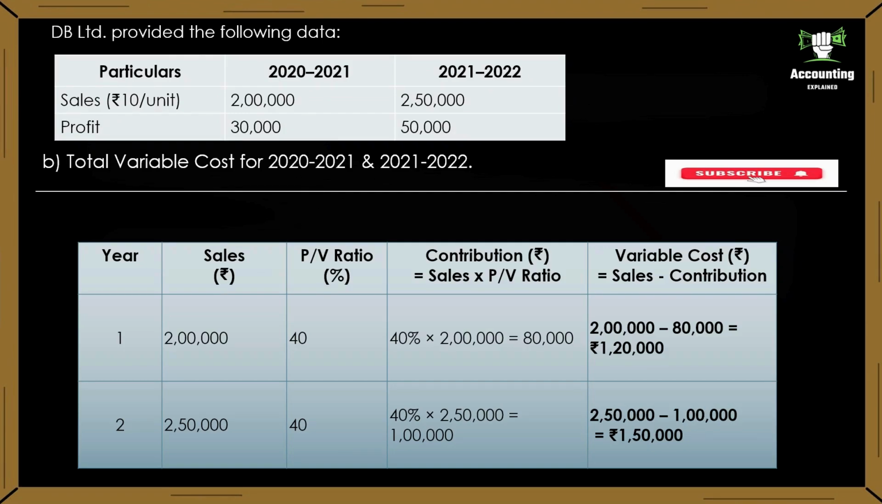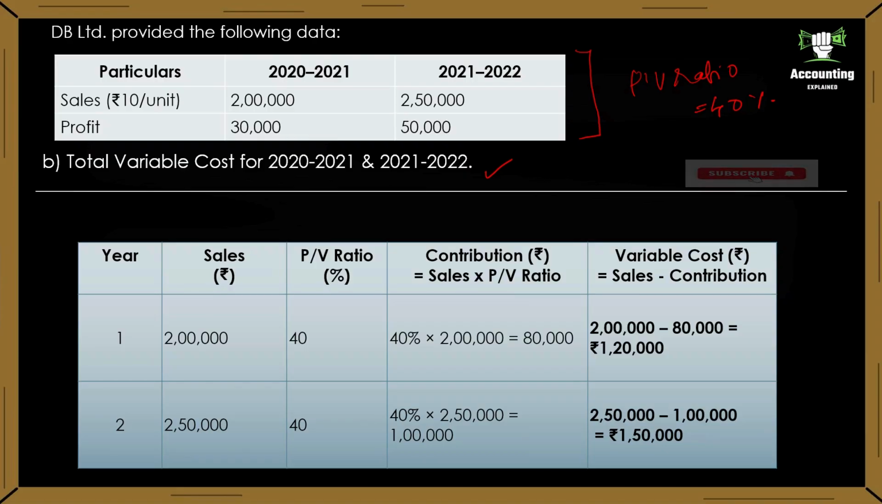The second part of the question is to find out the total variable cost for the 2 years, 2020-21 and 2021-22. Here we have the information about sales for 2 years and profit for 2 years in the question. Now we have found out the P/V ratio for the company as 40%. With this limited information, we will see how to find out the variable cost.